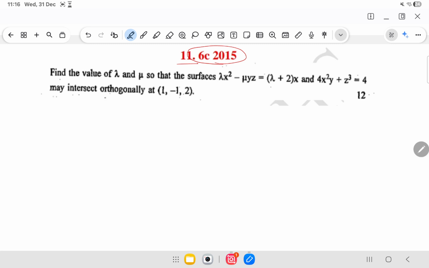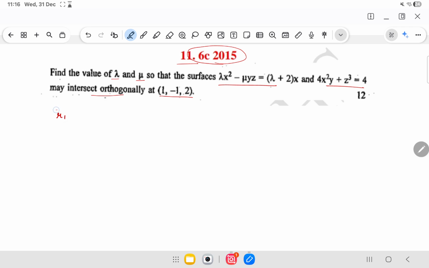The question says: find the value of lambda and mu such that this surface and this surface may intersect orthogonally at this point. So the angle between these two surfaces is given to us as 90 degrees at this point. We know that the angle between any two surfaces is the same as the angle between the tangents to those two surfaces at some point. So we'll be using that only.